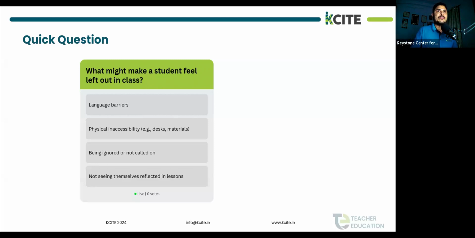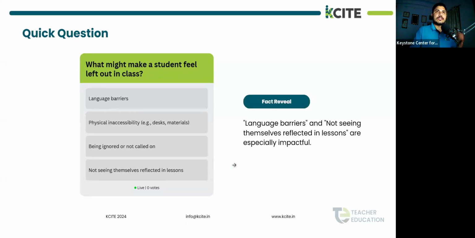Thank you everybody for saying option C and all. I see there are a lot of people saying C and all the other options. So let's see, language barrier and not seeing themselves reflected in lessons are especially impactful. Because of these two primary reasons, they feel they cannot be part of this, or they feel left out. There could be a communication or language concern. The instructions are not communicated properly or they are not understanding. There is a two-way problem.